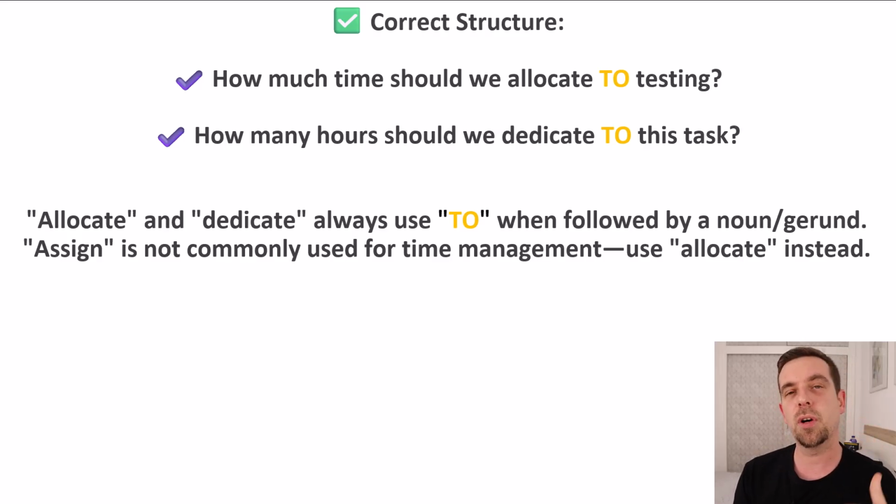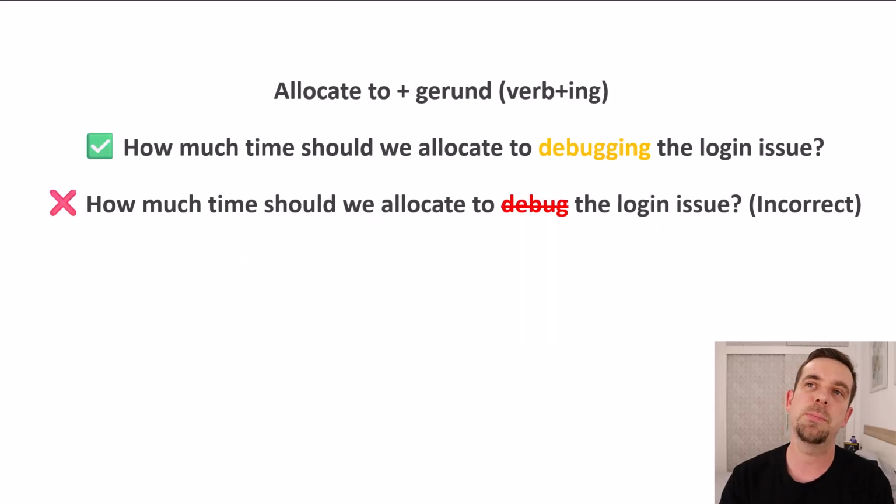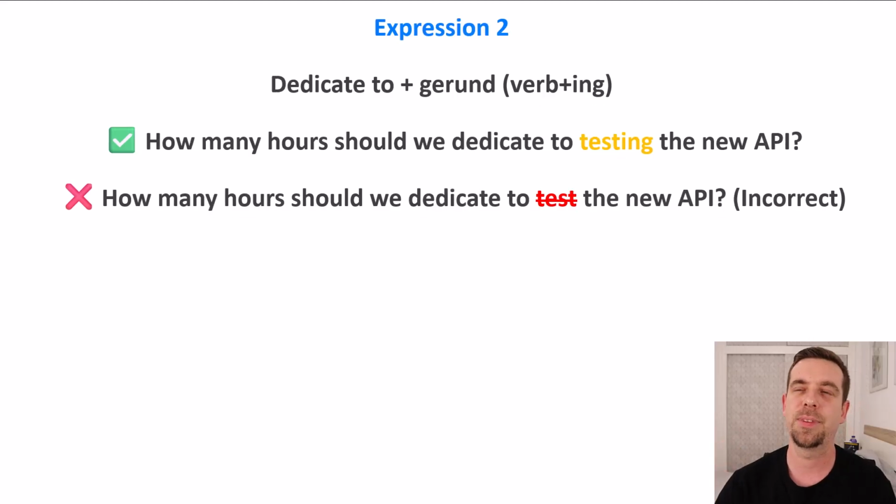And a basic rule is that if you have a preposition and a verb, the verb must have ing, the gerund. So it's always correct to say, how much time should we allocate to testing? How many hours should we dedicate to this? Or for example, how much time should we allocate to debugging the login issue? If you say, how much time should we allocate to debug the login issue? I can understand, but it's not grammatically correct. And then again, dedicate to in the gerund. How many hours should we dedicate to testing? And notice here that to test the API, I can understand again, but it's incorrect, okay?